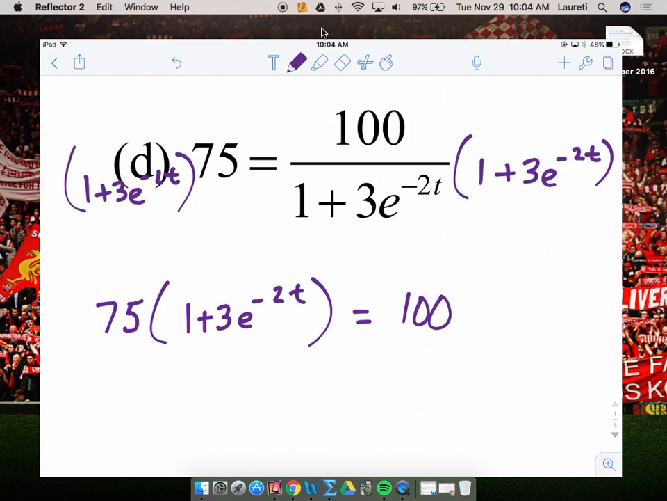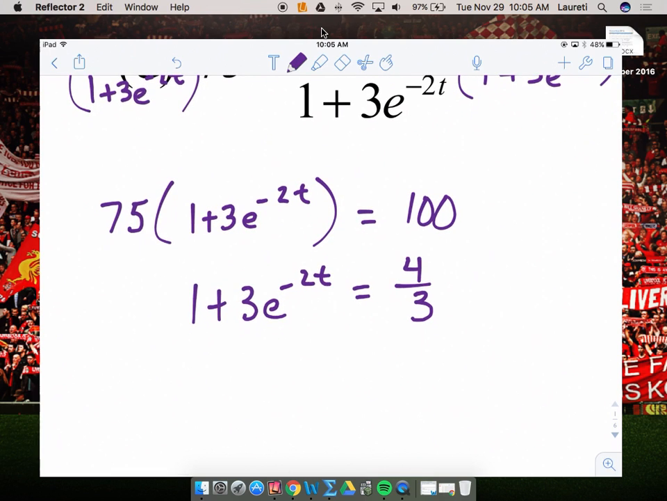Okay. What's next? Cam? Okay. That's going to give me 1 plus 3e to the negative 2t equals 4/3. You want to subtract the 1, right? So 3e to the negative 2t equals 1/3. And then what?